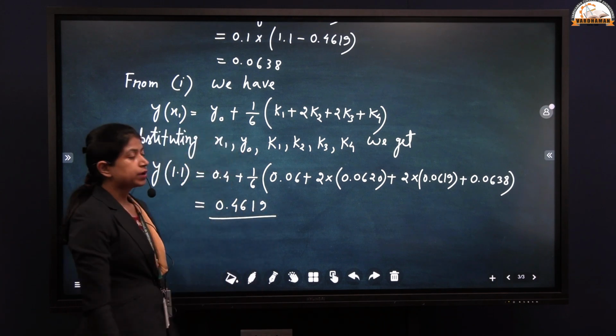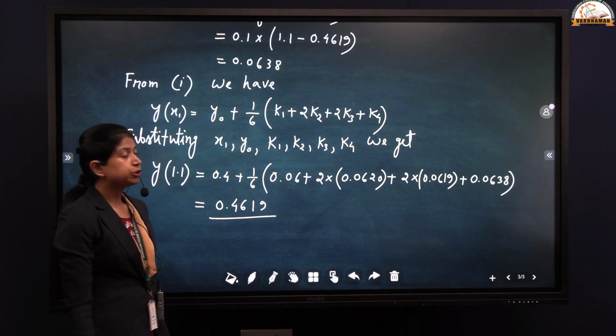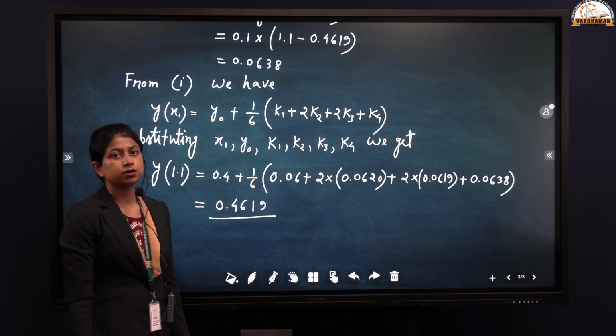So this is how we use Runge Kutta method of fourth order to find the numerical solution of first order ordinary differential equations. Thank you.